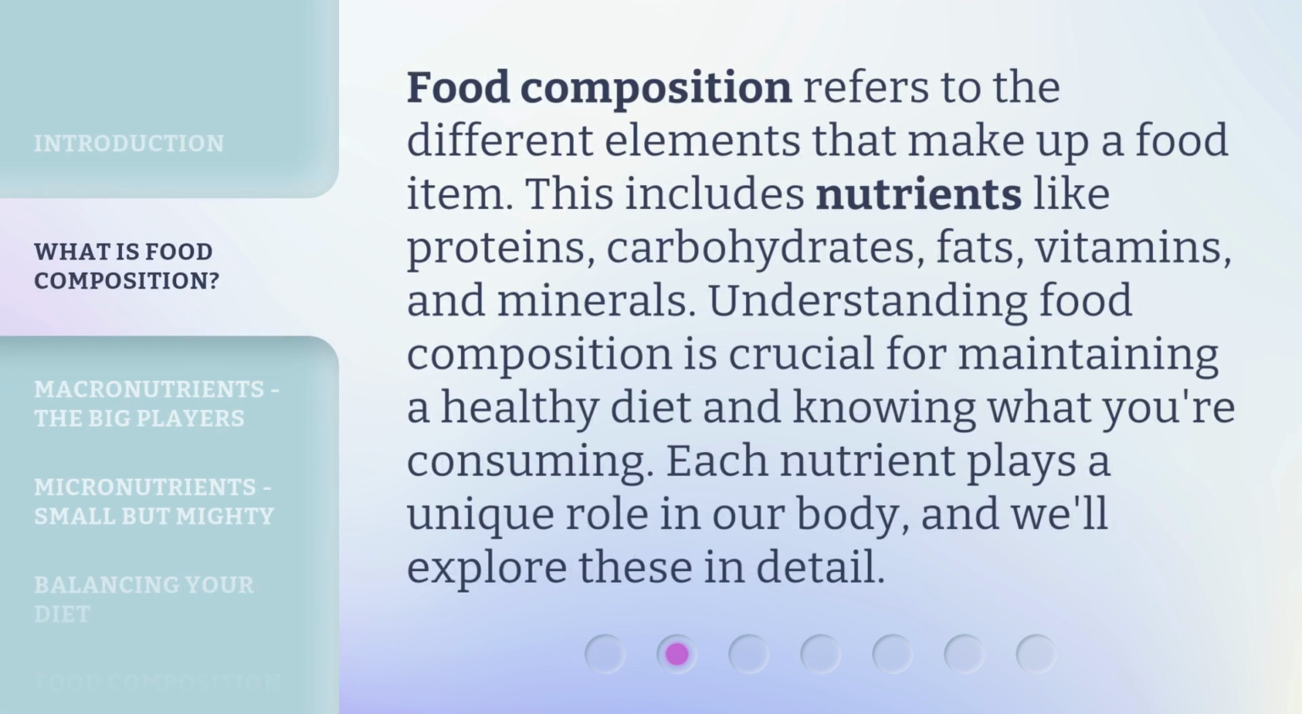Food composition refers to the different elements that make up a food item. This includes nutrients like proteins, carbohydrates, fats, vitamins, and minerals. Understanding food composition is crucial for maintaining a healthy diet and knowing what you're consuming. Each nutrient plays a unique role in our body, and we'll explore these in detail.